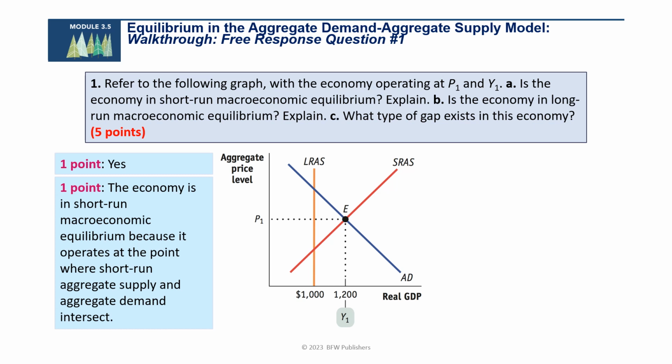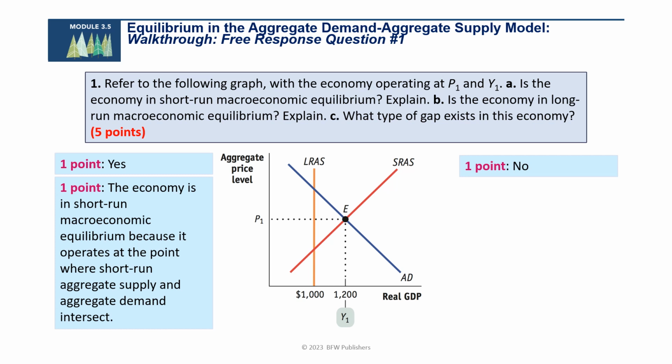The tougher of the two questions, are we in long-run macroeconomic equilibrium? No, because long-run macroeconomic equilibrium only occurs when long-run aggregate supply coincides with short-run aggregate supply. So that's not the case here, because we can see the vertical long-run aggregate supply curve lies to the left of current short-run macroeconomic equilibrium. So we're not in long-run macroeconomic equilibrium.